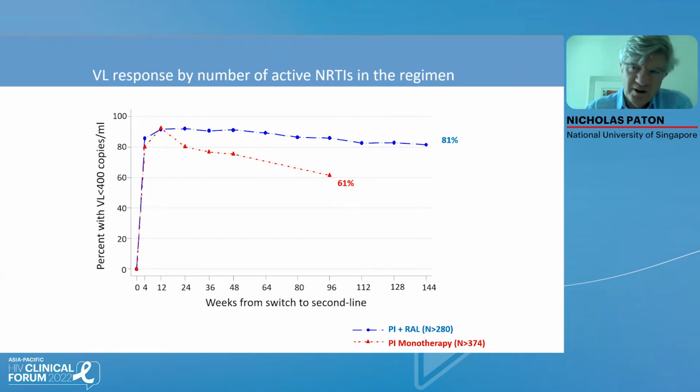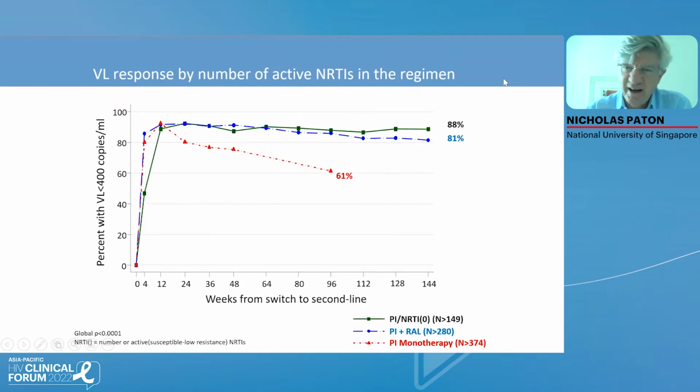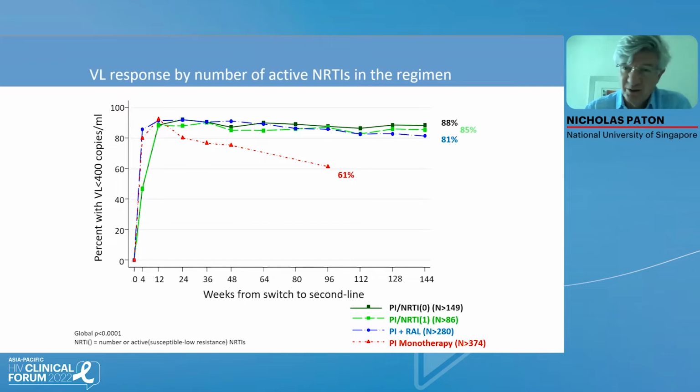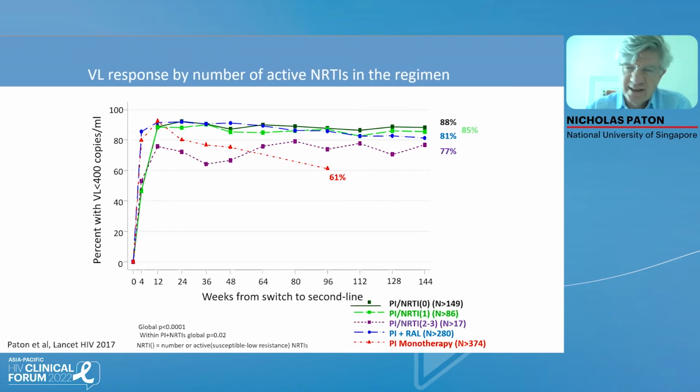And if we look first of all at the people with 0 predicted active nucleosides combined with the PI, you'd expect that they would sit very closely to the PI monotherapy arm, but in fact they did just as well, if not slightly better, than the PI and raltegravir arm. So again, that was surprising, telling us that something strange is going on with these recycled nucleosides with resistance. With 1 predicted active nucleoside, it was almost the same. With 2 predicted active nucleosides, paradoxically, they did a bit worse.